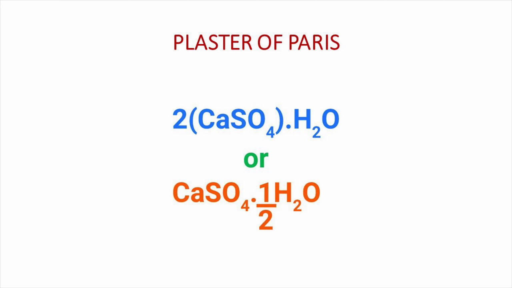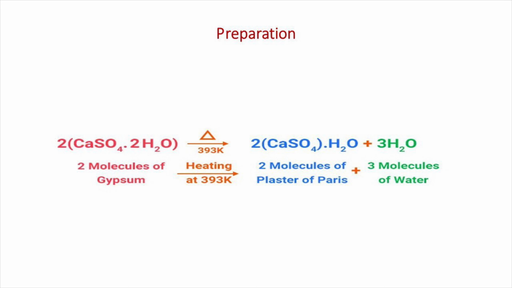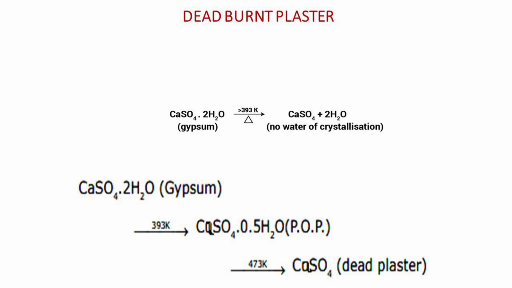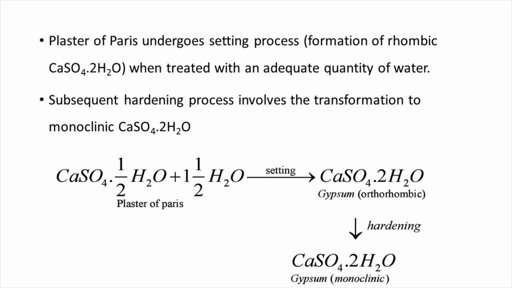That is, plaster of Paris is the calcium sulfate hemihydrate. Next is the preparation methods for plaster of Paris. Plaster of Paris is obtained when gypsum is heated to 120 degrees Celsius. When plaster of Paris is heated above 120 degrees Celsius, the water of crystallization is lost and the product is anhydrous calcium sulfate. It is called dead burnt plaster.